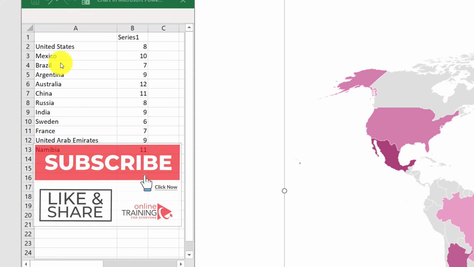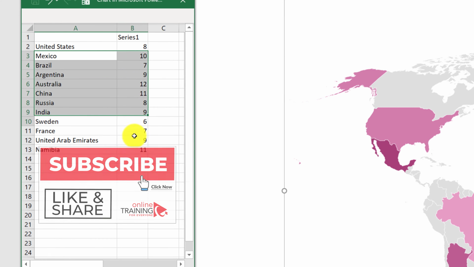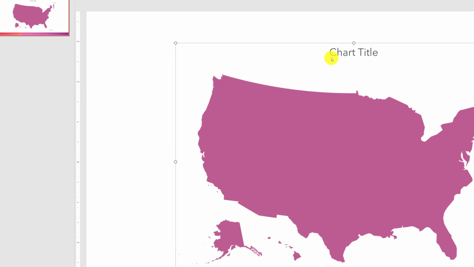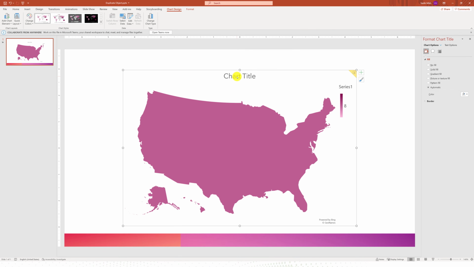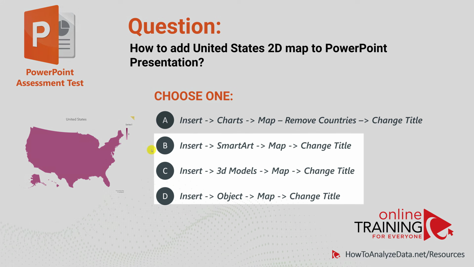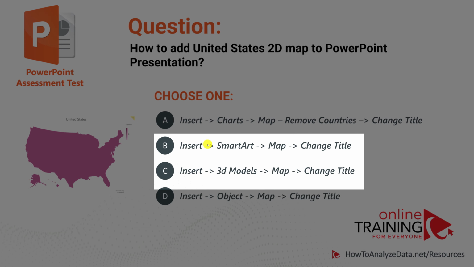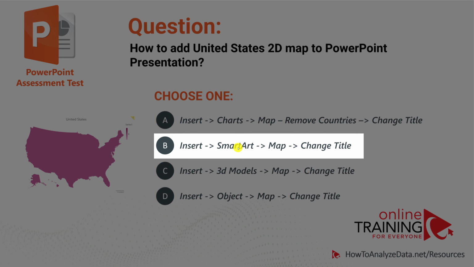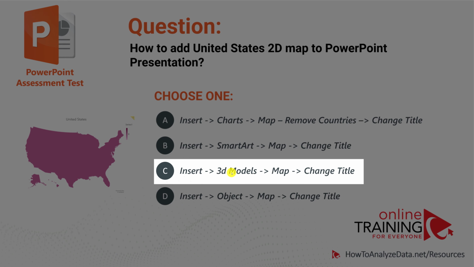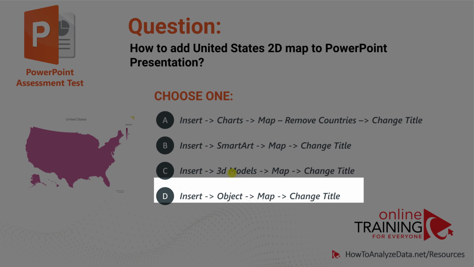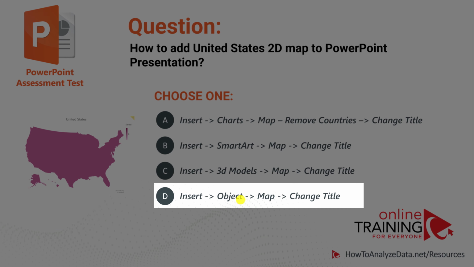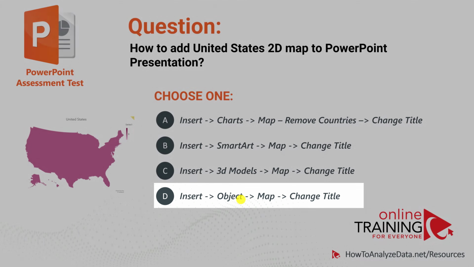To show United States only, you need to remove other countries. And once you close the Excel document, you can change the title of the map. Choices B through D are incorrect because Smart Object doesn't provide you with the option of a 2D map. 3D models only provide you with 3D models, not 2D models. An Insert Object will allow you to insert an object from another application, but not a 2D map of the United States.